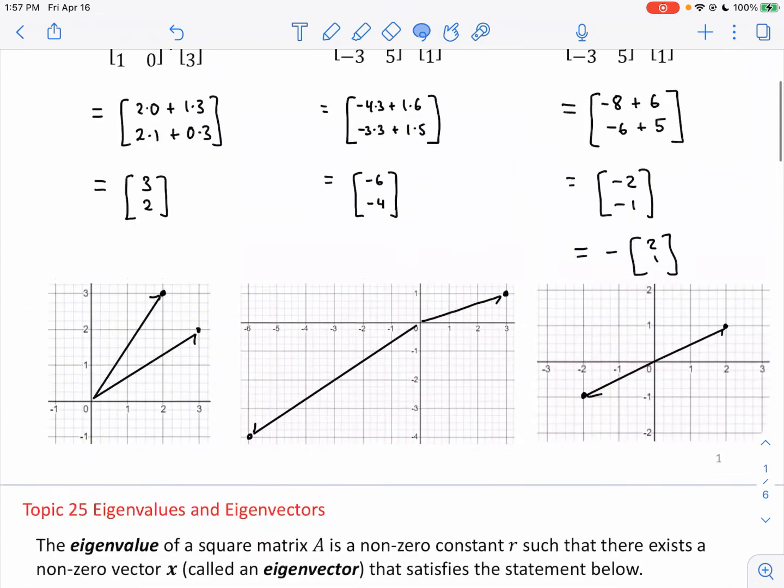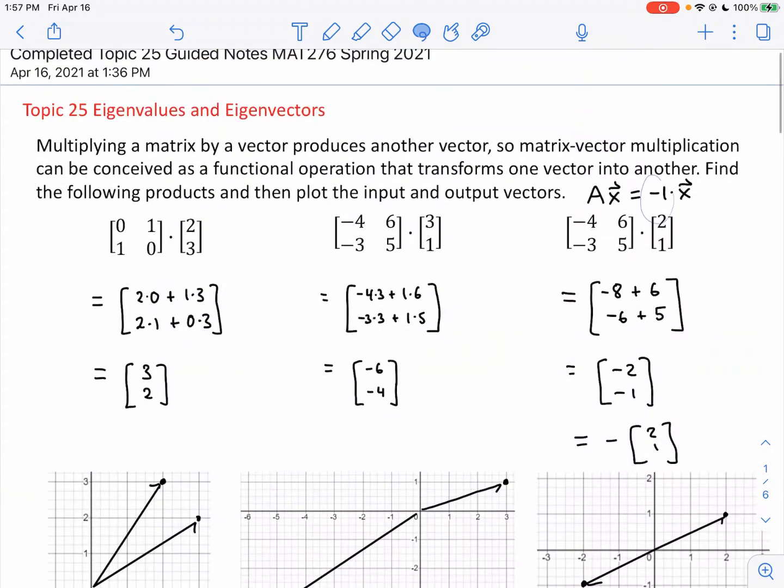Now, -1 is one of our eigenvalues, which is not surprising because we saw up here that there exist non-zero r's and non-zero vectors x such that A times x equals -1 times x, where r is -1. So -1 is one of the eigenvalues for this particular matrix.